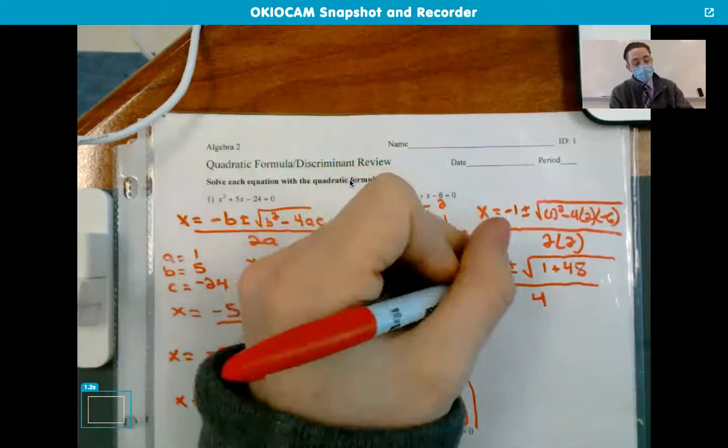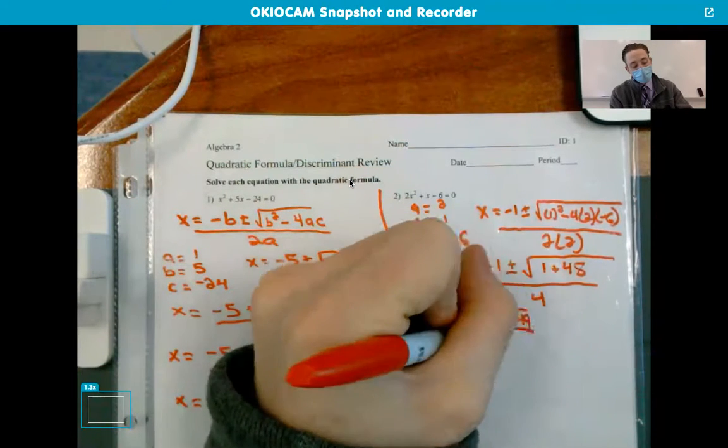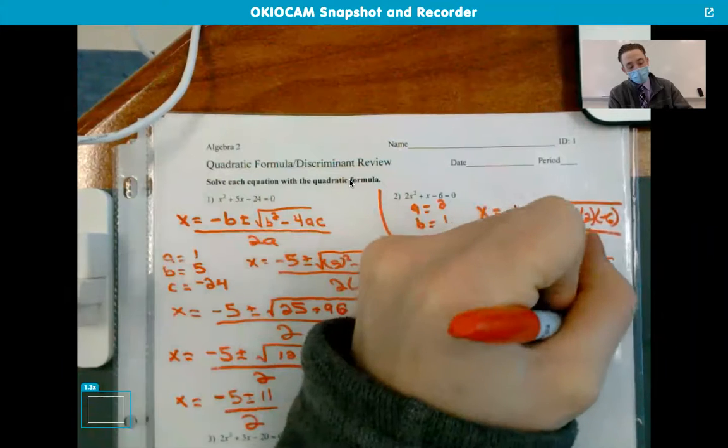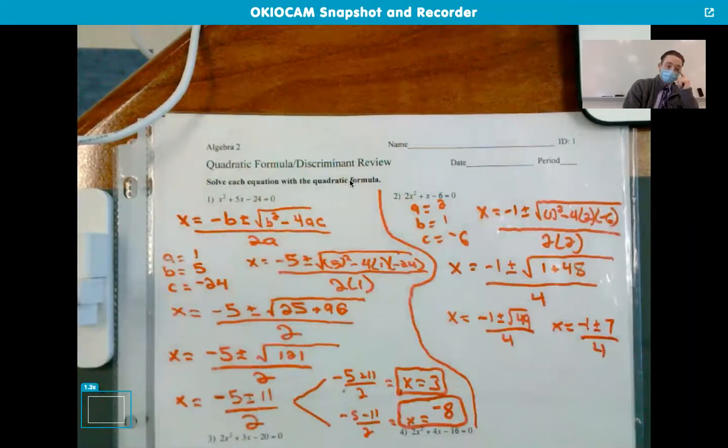Good. Nice. So we notice that negative 1 plus or minus, that's going to be the square root of 49 over 4, which is really negative 1 plus or minus 7 over 4. Take a second and jot that down.